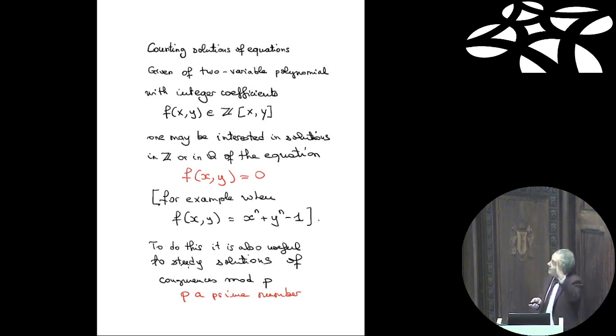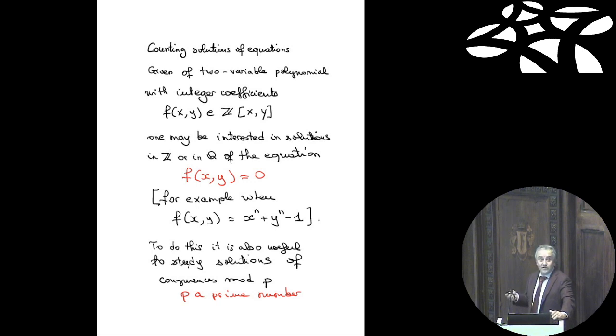You have others. And depending on the problem, you may be interested in finding a solution with integer coefficients or with rational coefficients, of the equation f of x y is 0. Of course, you can generalize to polynomials in many variables. You can take systems of equations. But for the purpose of this lecture, one equation in 2 variables is enough. Okay, imagine you are interested in solutions with integer coefficients.